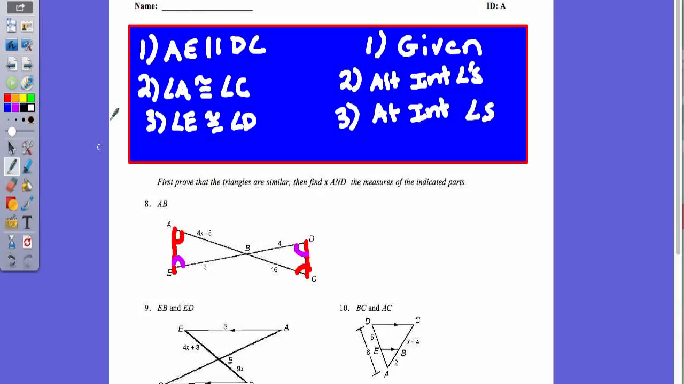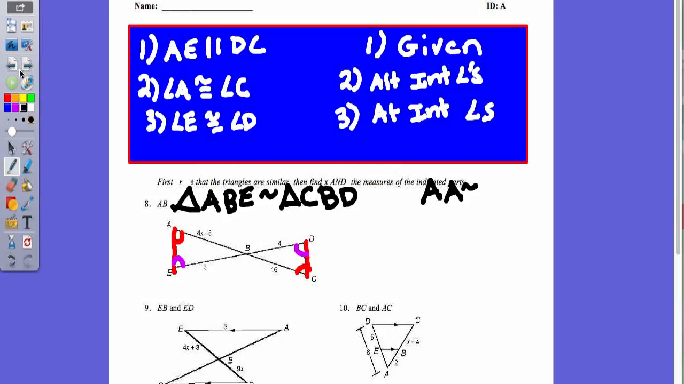At this point, I have enough information to say that triangle A, B, E is similar. Remember, A corresponds to C, B to D, by angle similarity. I only need to prove 2.